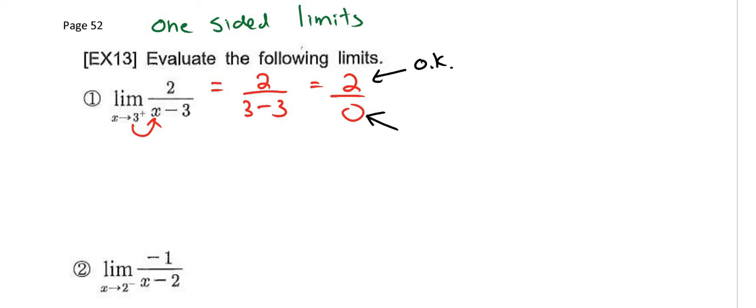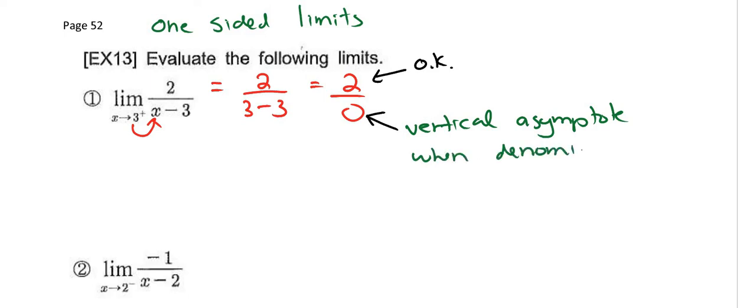Alright, so to put that into words, I was just saying that you should have a vertical asymptote when the denominator equals 0. So this is what you should be thinking when you're doing some of these one-sided limit problems.